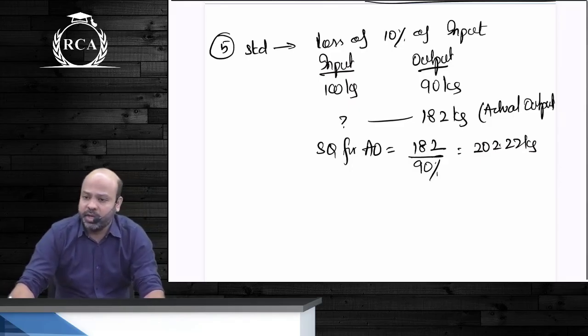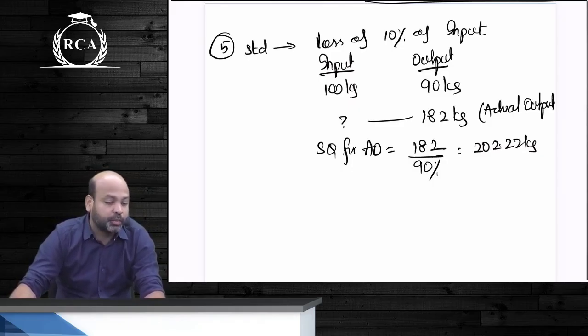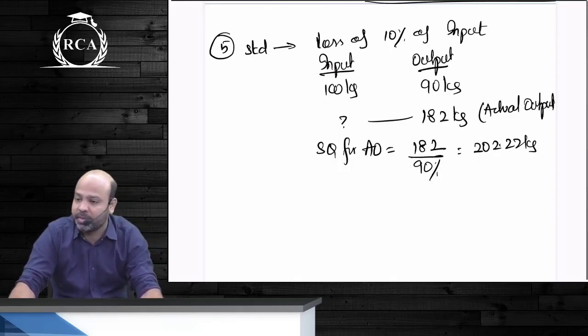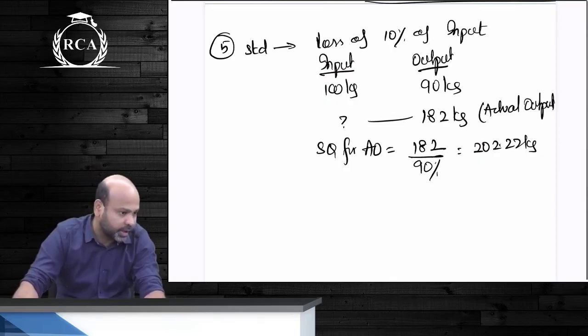RSQ, guys, is always and always total actual quantity, which is 200 kgs, in the proportion of standard mix, 40% and 60%. So that will be 80 kgs and 120 kgs. That will be your revised standard quantity.